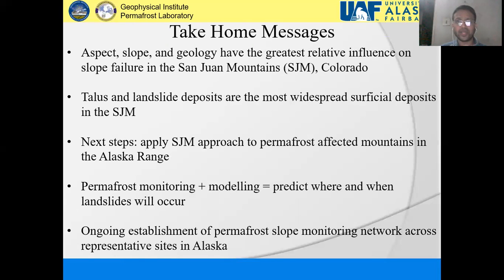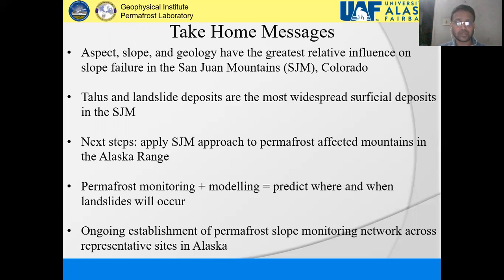I want to reiterate my take-home messages. My findings indicate that aspect, slope, and geology have the greatest relative influence on slope failure in the San Juan Mountains of Colorado. I discern that talus and landslide deposits are the most widespread superficial deposits in the San Juan Mountains. My next phase in my work is to implement this approach used within the San Juan Mountains to the mountain permafrost within the Alaska Range.